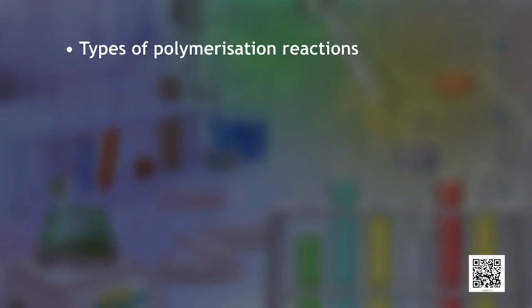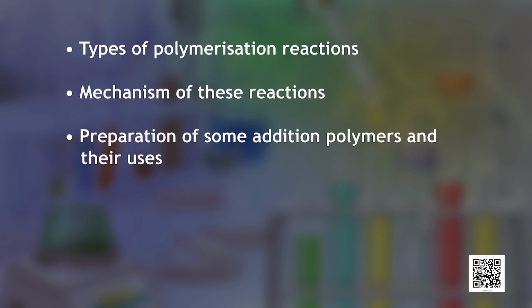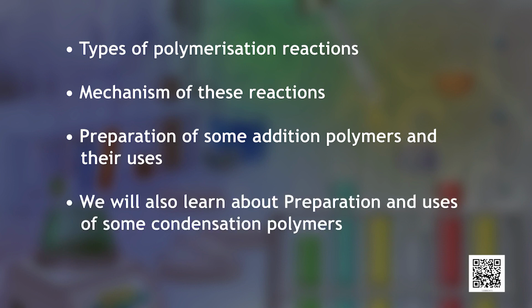Learners, today we will continue with the chapter Polymers. During this session, we will be discussing types of polymerization reactions, the mechanism of these reactions, preparation of some addition polymers and their uses. We will also learn about preparation and uses of some condensation polymers. We will first talk about addition or chain growth polymerization.